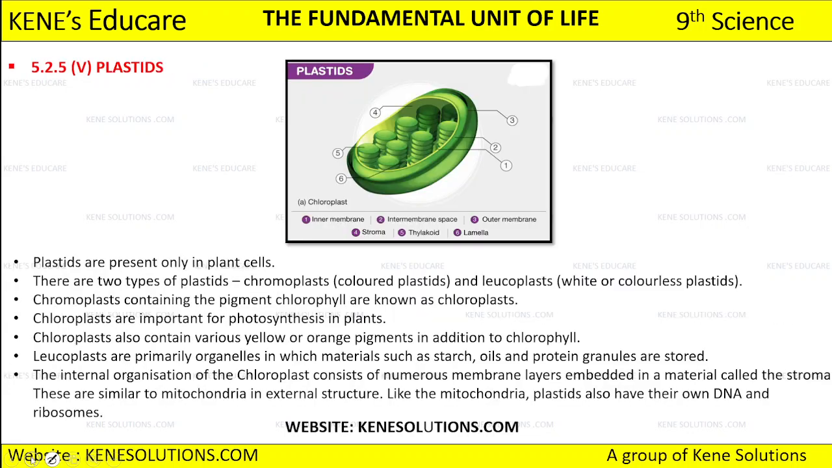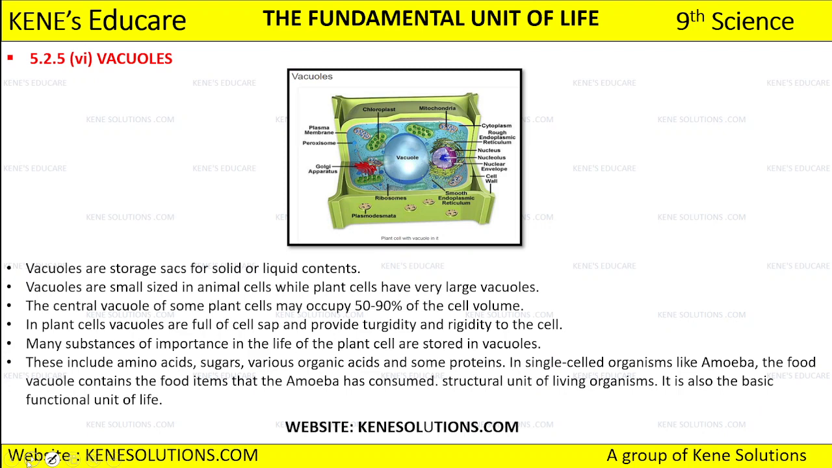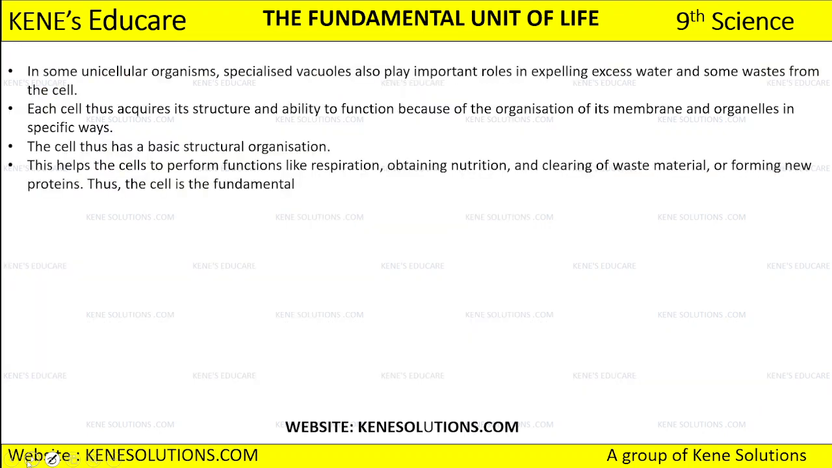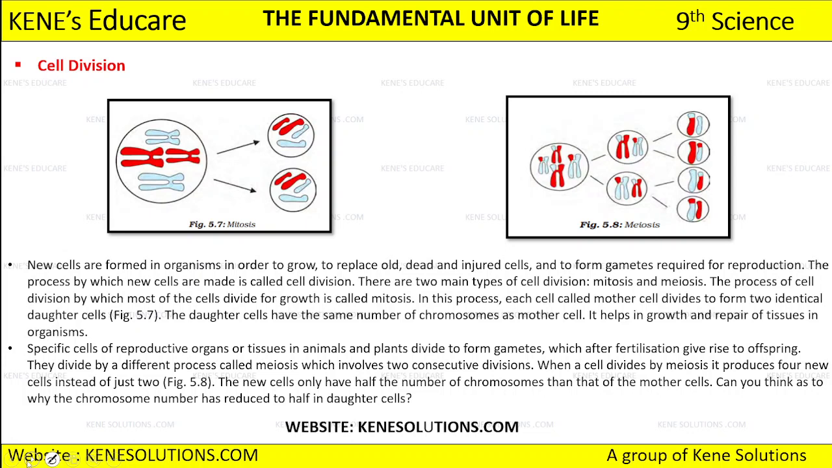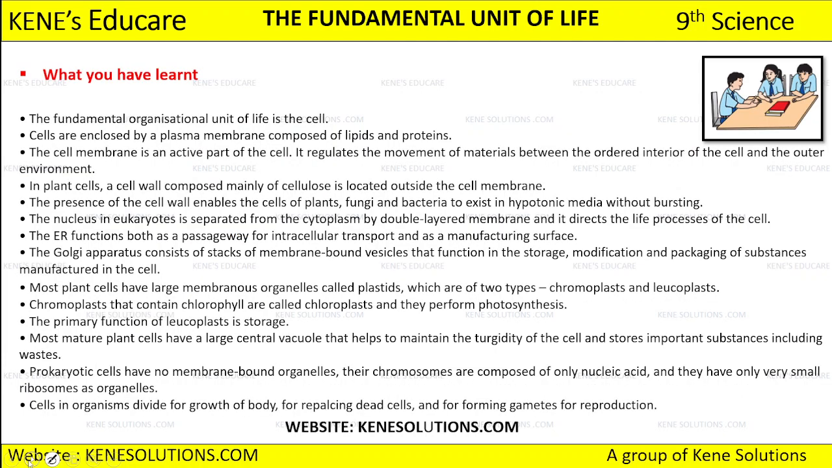Now these plastids are only present in the plant cell and they are absent in the animal cell. So animal cells do not have plastids. Plastid is present only in the plant cell. After that we have vacuoles to discuss, and then we will be discussing cell division in short. That is, we will be discussing mitosis and meiosis. Then this is the summary of what we have already discussed in this lesson.